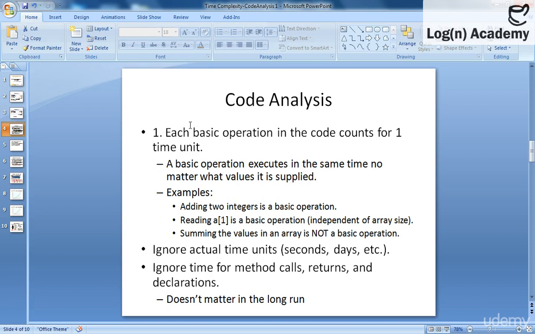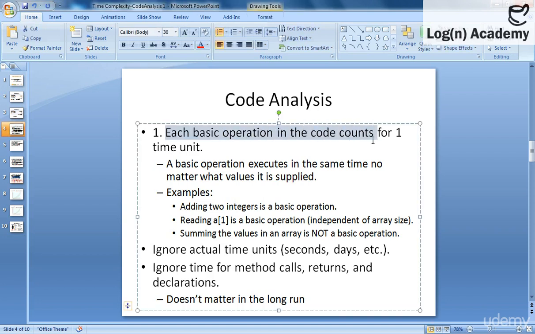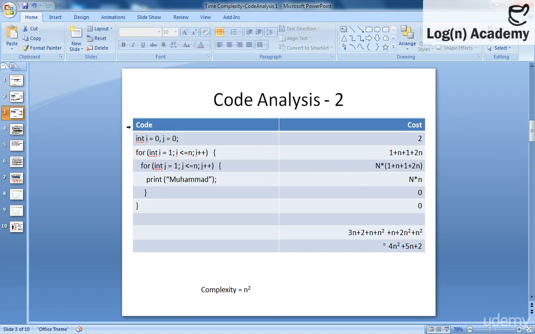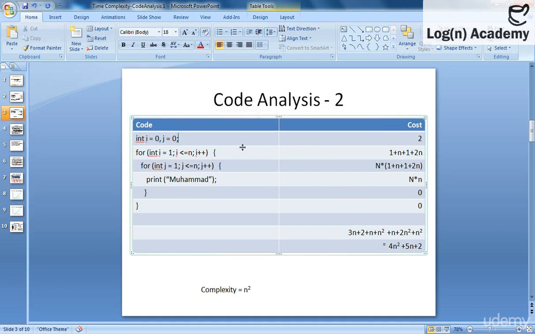So each basic operation in the code counts for 1, as we did all the basic operations like simple assignments, all are 1. So we have 4 here, sorry, because I forgot to add this 2, so it would be 4. Here also let me add 2 here, 2 plus, right? Okay, now it's good.